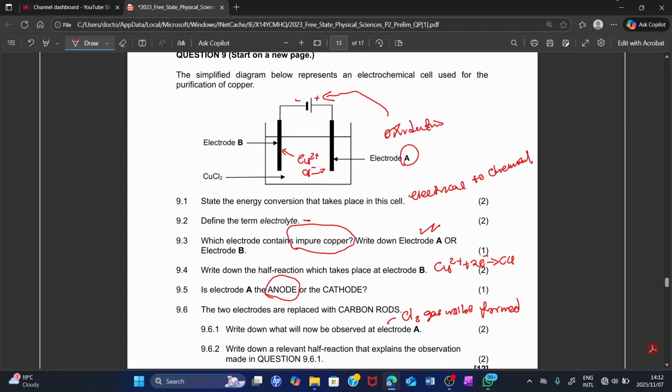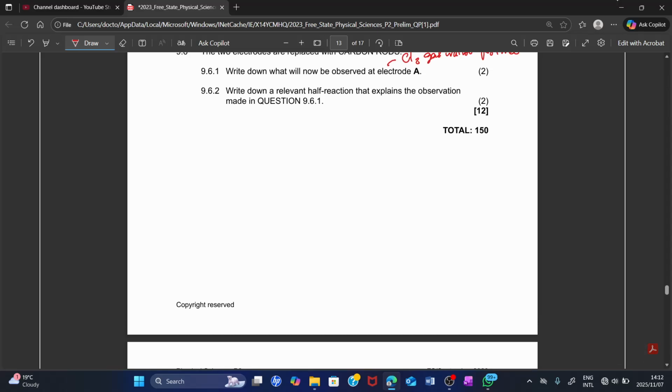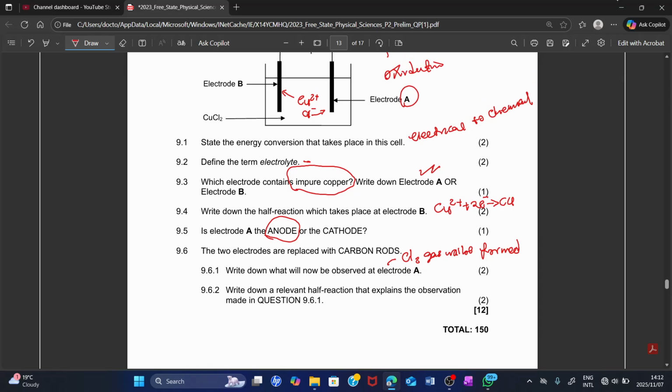I hope you understand that, because oxidation, I'm going to explain it. Let me explain it because they asked me to explain on the next question. How do you explain that? This is the way to explain it. To say, chlorine gas is there in the formula. Chlorine ion, it forms chlorine gas plus 2 electrons. Write down the relevant half reaction. That is the one. 2 marks.